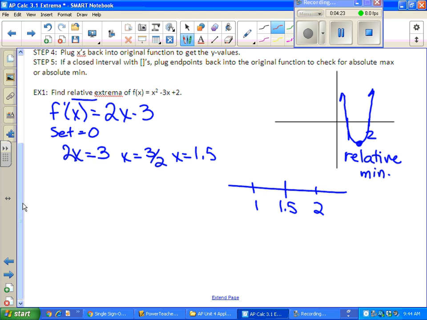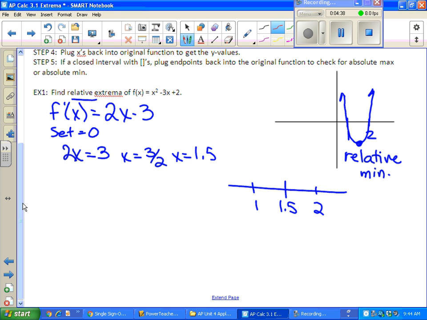Positive slopes. So when I transition from a negative slope to a positive slope, that's a relative minimum, right? What if I transition from a positive slope to a negative slope? It's a relative maximum. So that's what I want to check.